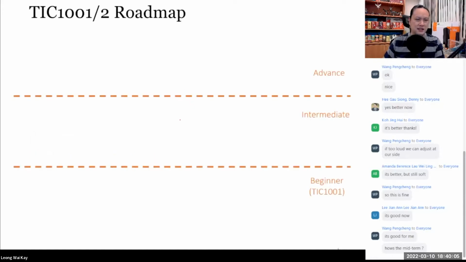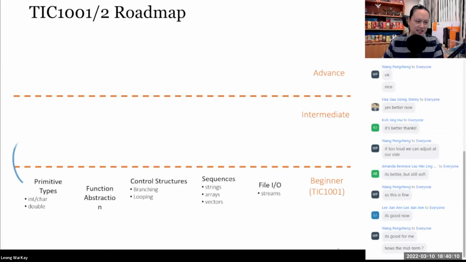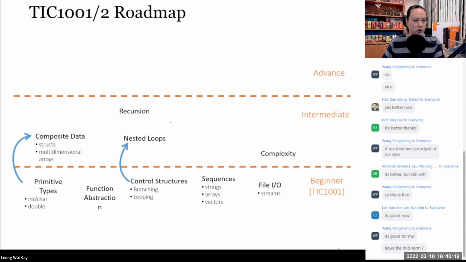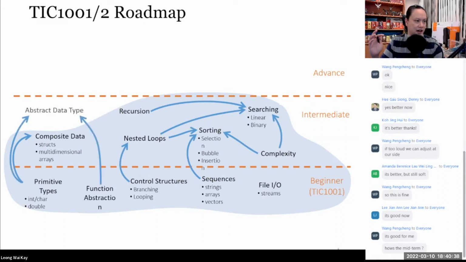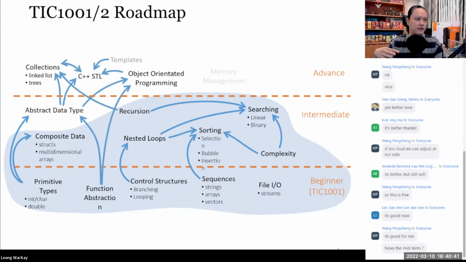Just some roadmap, like, this will be what we had in 101. We saw this earlier as well, right? We already covered composite data, struct and multi-dimensional array, nested loop. We also talked about recursion and learned about complexity. With this we did sorting and searching. For searching we did binary searching, which can be done using some kind of recursion as well. All this is what we have covered before the midterm. Now we are going to abstract data type. Then from there we'll go into collections and all the rest of the things.